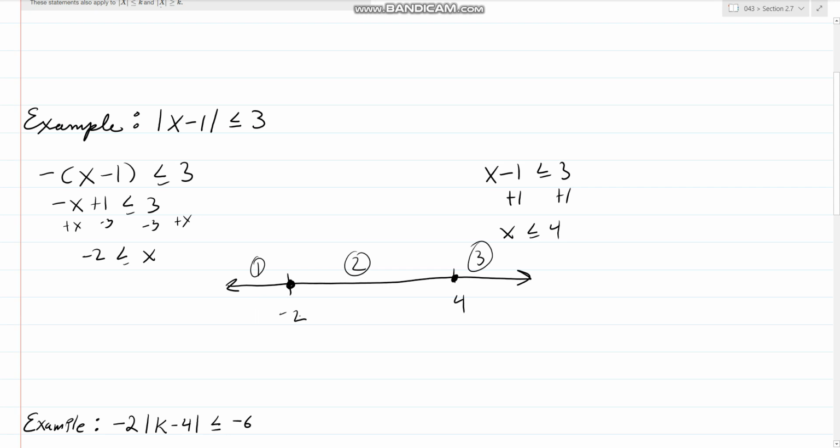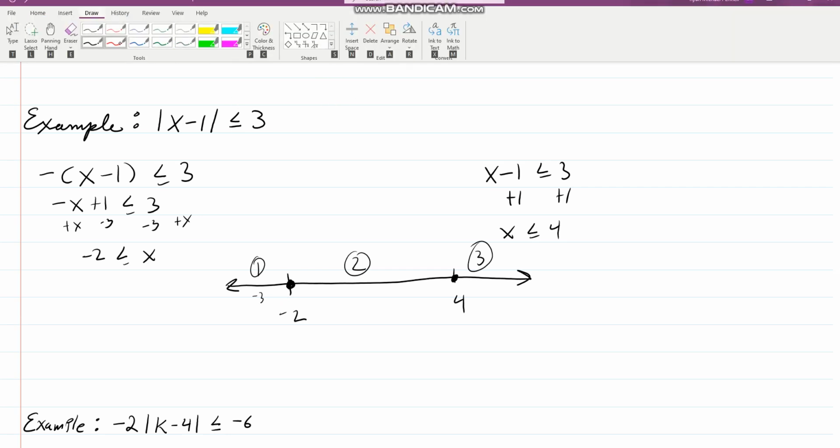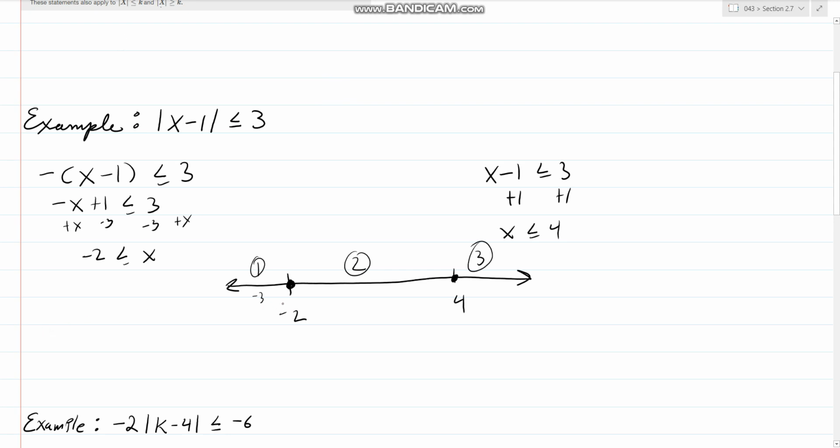So in region 1, what's a number that's less than negative 2? Well, negative 3 is less than, so I'll just try negative 3. Let's see what happens if I plug that in. If I plug in negative 3, which is just a number less than negative 2, I get the absolute value of negative 3 minus 1 less than or equal to 3. So I have negative 4, the absolute value is 4, is less than or equal to 3, and we see that that's false. So region 1 is false.